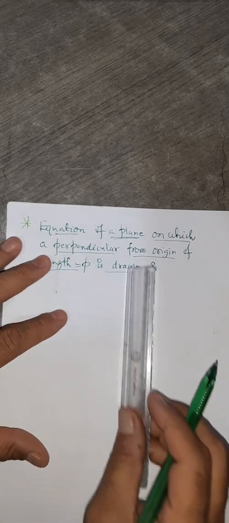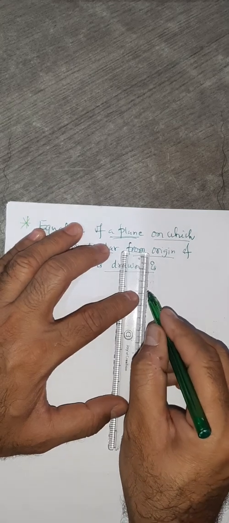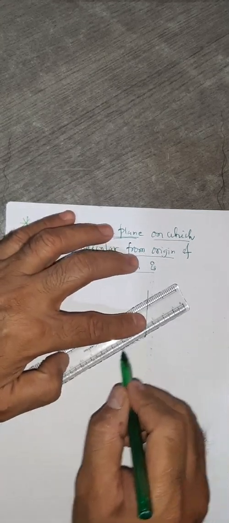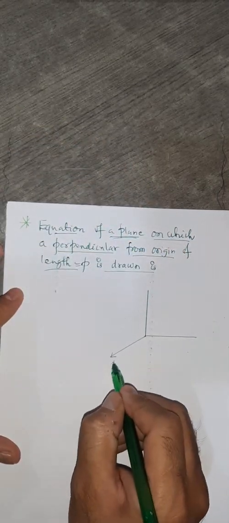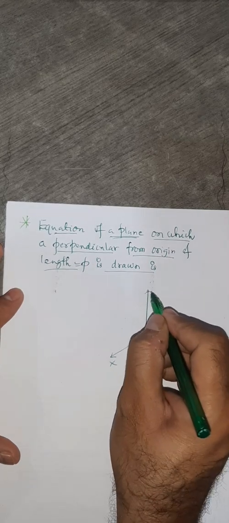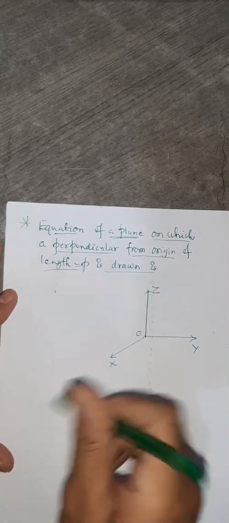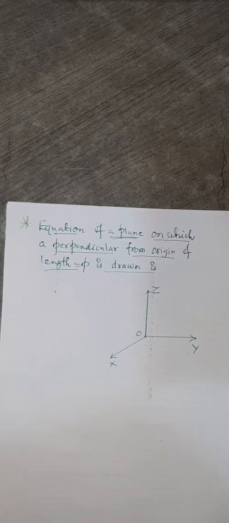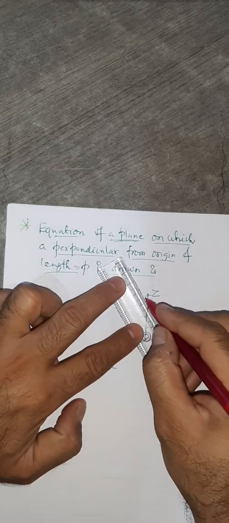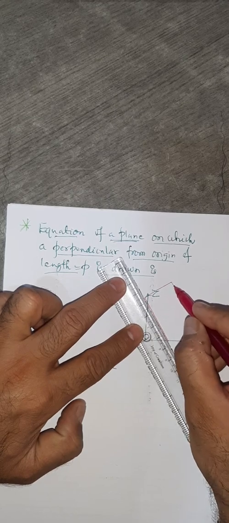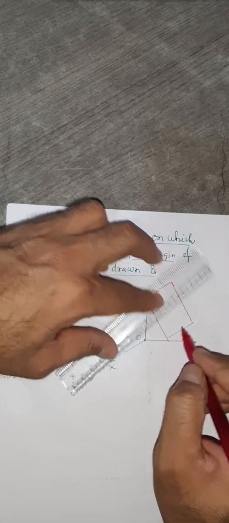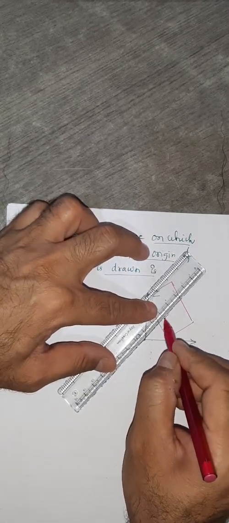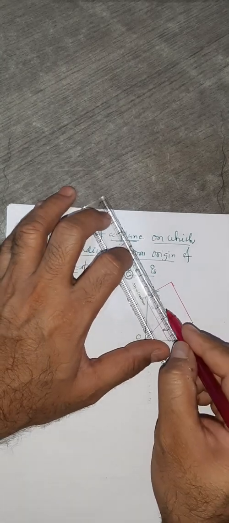Okay, so I'll consider three coordinate axes here. You will realize once I draw the diagram what the question is. So let's see these three coordinate axes. We have here the x-axis, this is the y-axis, and this is the z-axis. This is the origin. The required plane is this. We want the equation of this plane, remember. This is the required plane. We want the equation of this plane on which we have drawn one perpendicular. This is a perpendicular to the plane.